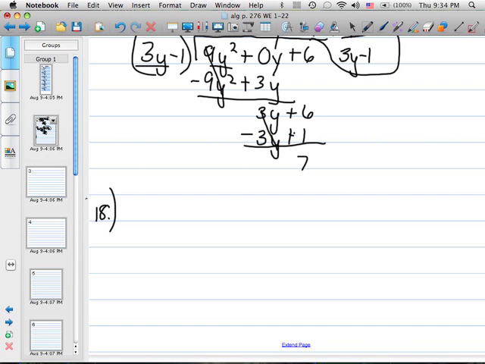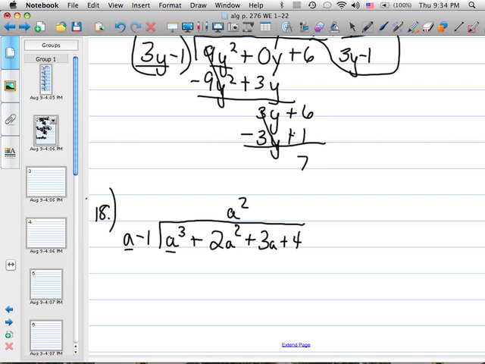Problem number 18, we have a minus 1 as our divisor, and our numerator is a cubed plus 2a squared plus 3a plus 4. All the terms are there in decreasing order. To get a to be a cubed, we need to multiply by a squared. So multiply the binomial, we get a cubed minus a squared. Subtract, change your signs.